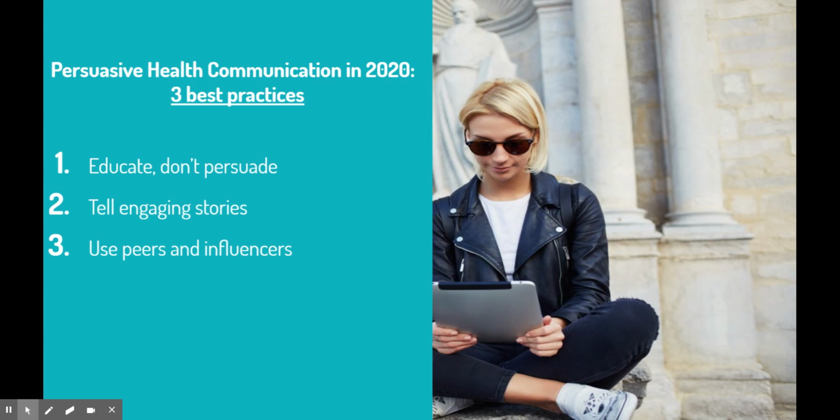So the question is, how can we design our health message in such a way that this reactance and these defensive responses are less likely to occur? And how can we make sure that people actually become more open towards our messages so we can also reach them online?